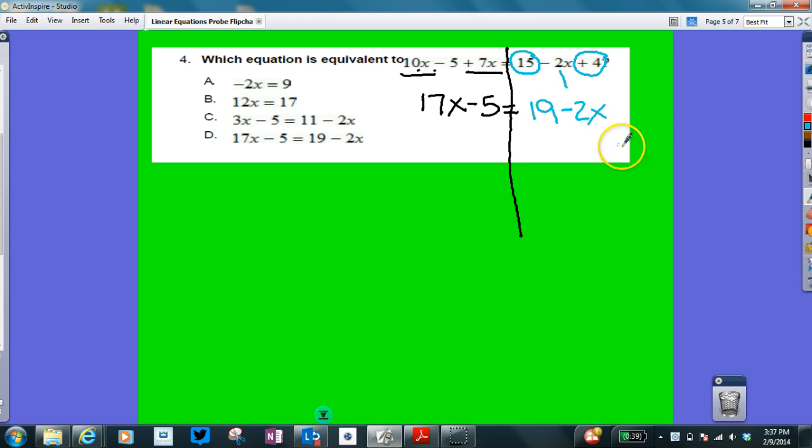So as I look at this, I ask, do I need to work any further? With A, that doesn't match. B doesn't match. C doesn't match. But now D, 17x minus 5 equals 19 minus 2x. So in this case, D is going to be my solution.